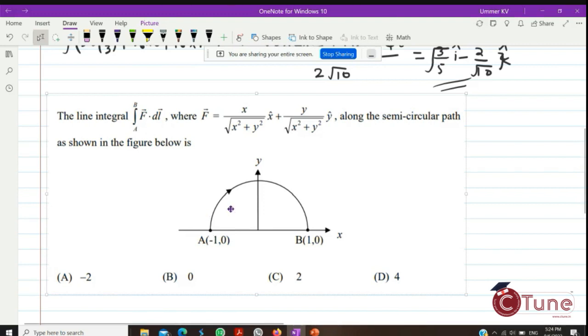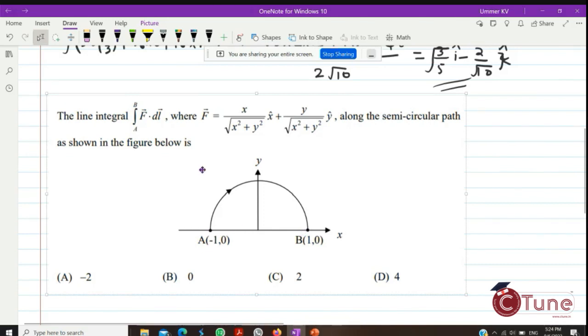Yeah, so this is a figure, right? You can see the semicircle is there, and along the positive x-axis the coordinates are 1, 0, along the negative x-axis minus 1, 0, right? So what is the radius of this semicircle? The radius is 1, and the diameter is 2, right?